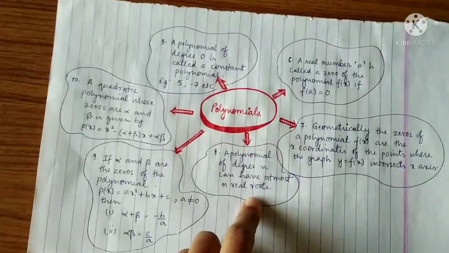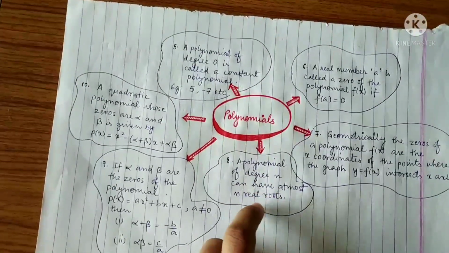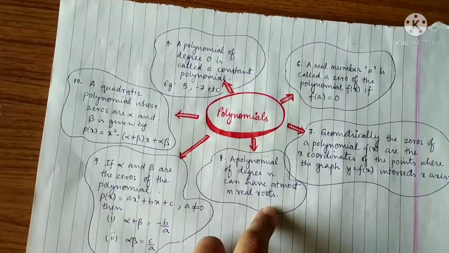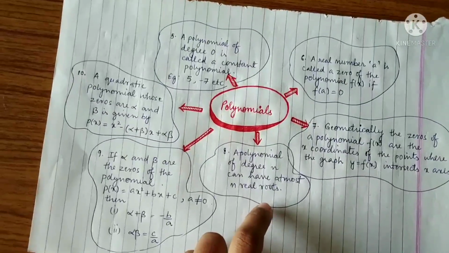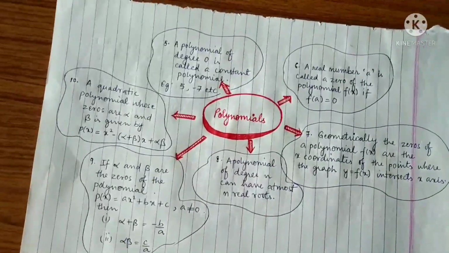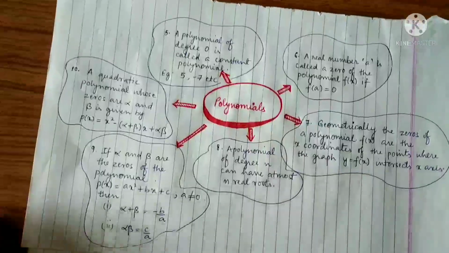Then the fundamental theorem of algebra says that a polynomial of degree n can have at most n real roots. कोई भी polynomial जिसकी डिग्री n है उसके at most n real roots हो सकते हैं. मीन्स मैक्सिमम उसके जो रियल रूट्स होंगे वो n होंगे, मिनिमम उसके रियल रूट्स कम भी हो सकते हैं.